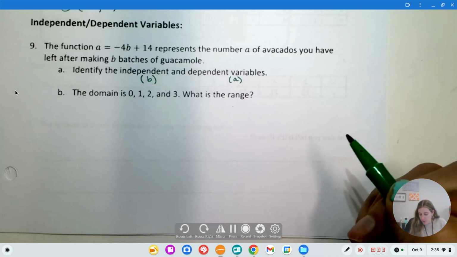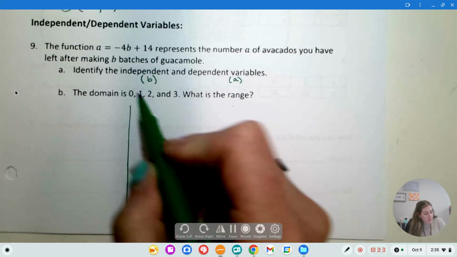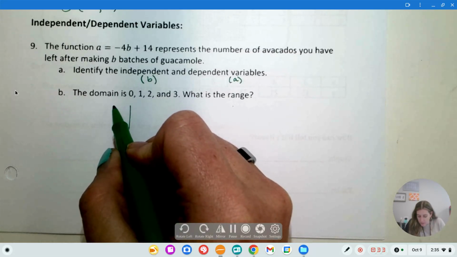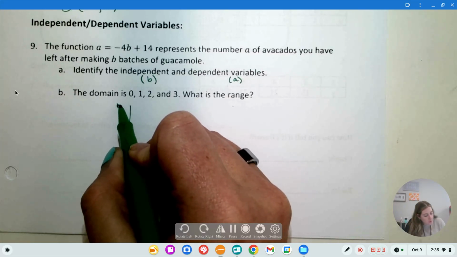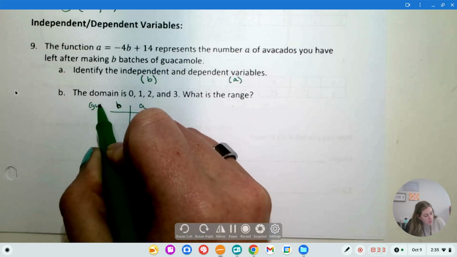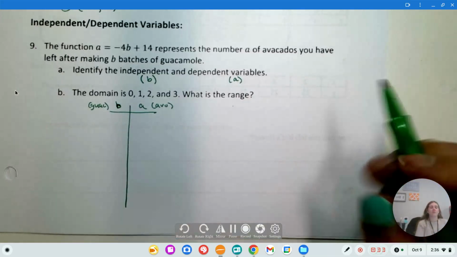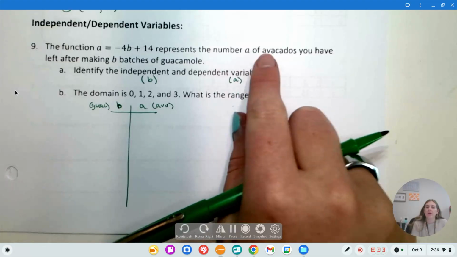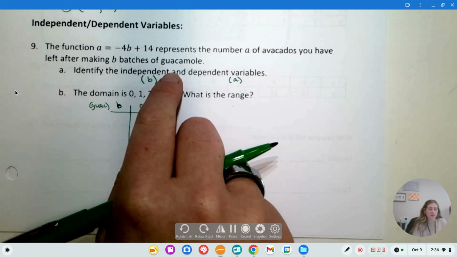So if I were you, I would make an XY table. Or I would make an avocado table. Sorry, a guacamole table here. So B value, A value. So here it's guac, and here it's avocado. And the reason for this is because it's the number of avocados left after making guac. So it's not the other way around.